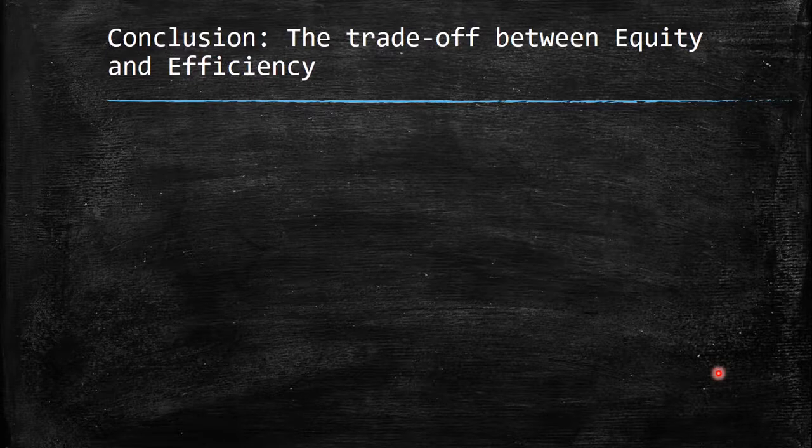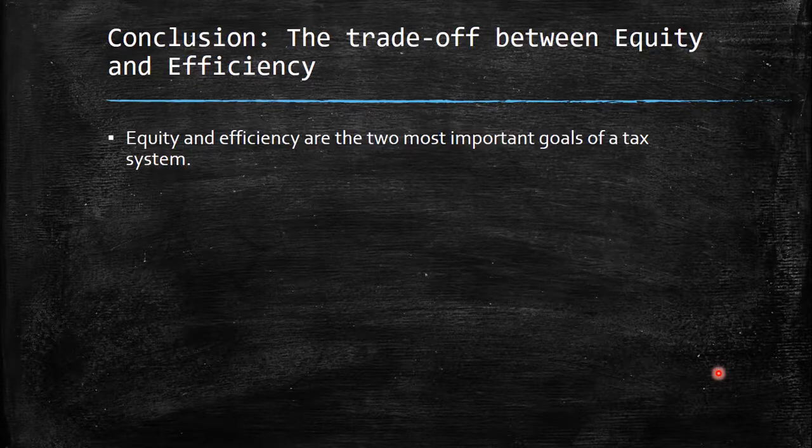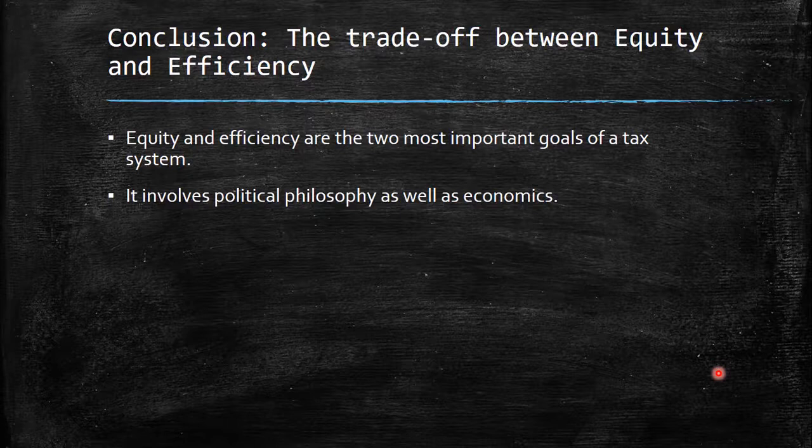As a conclusion, equity and efficiency are the two most important goals of the tax system. You need to find a middle point in order to have the best scheme possible. And actually, we need to say that it involves political philosophy as well as economics.